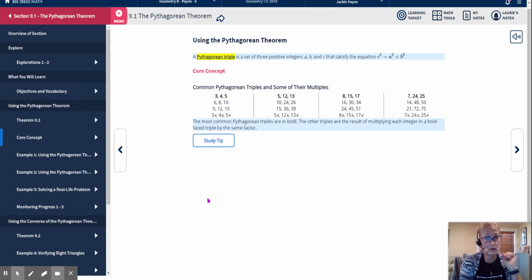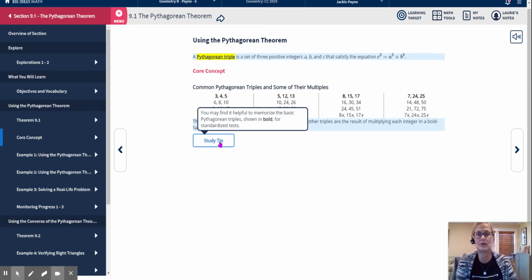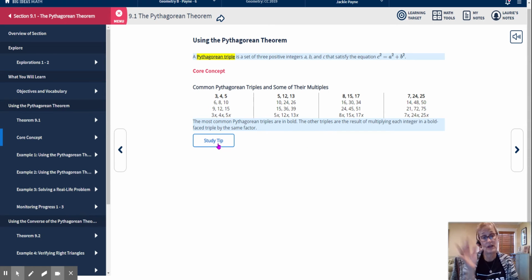So those are the most common, but then as you can see multiples underneath them, you can use those triples to write proportions and solve for x pretty easily. This study tip's a really good one too. You may find it helpful to memorize these, shown in bold, because standardized tests use them. And anytime you can shave off a little time on a standardized test is always good. Plus, you use your calculator less.